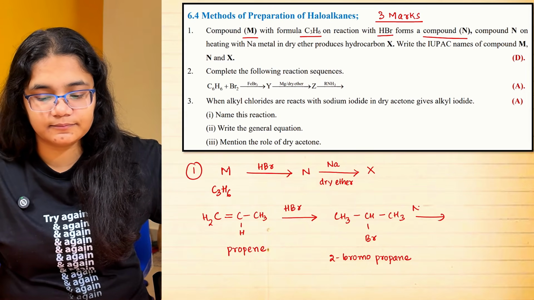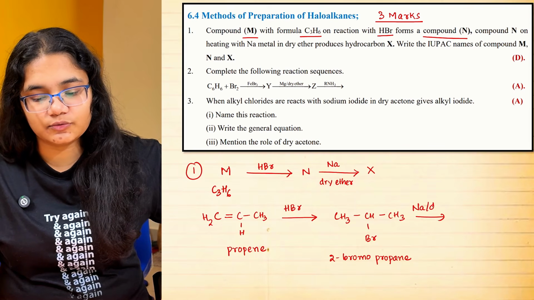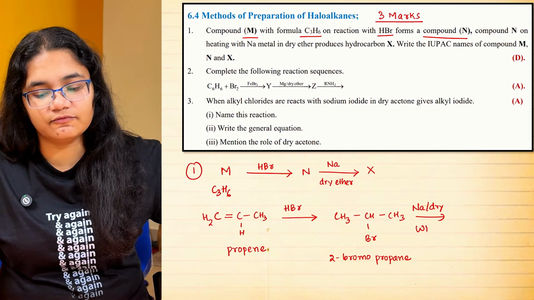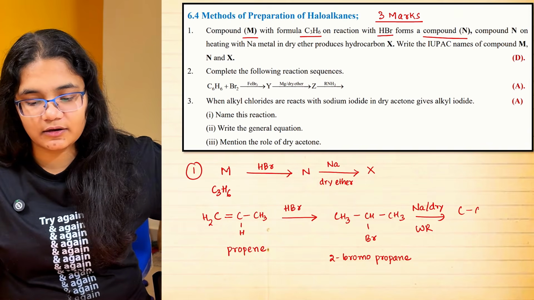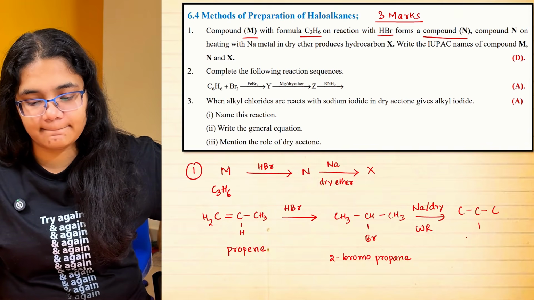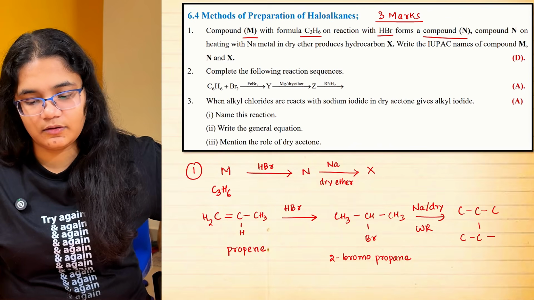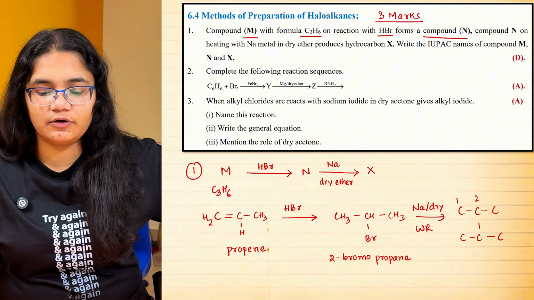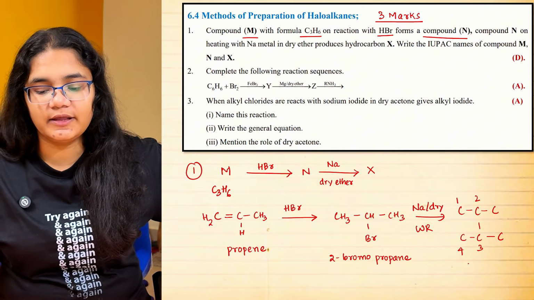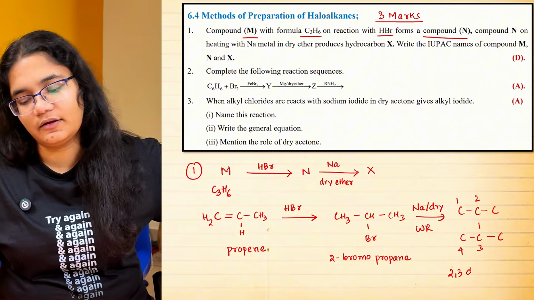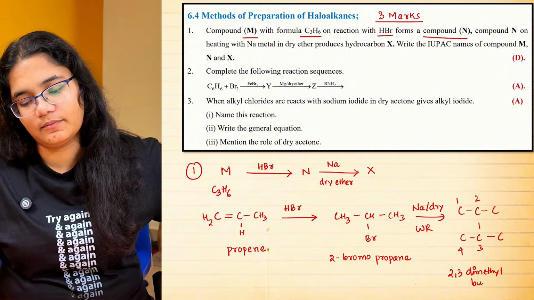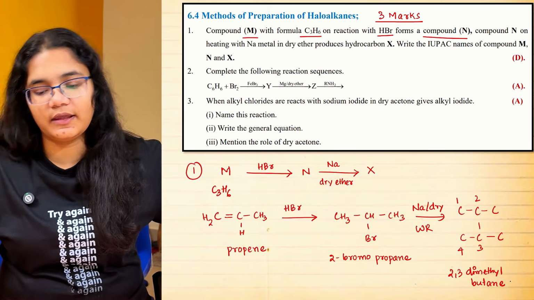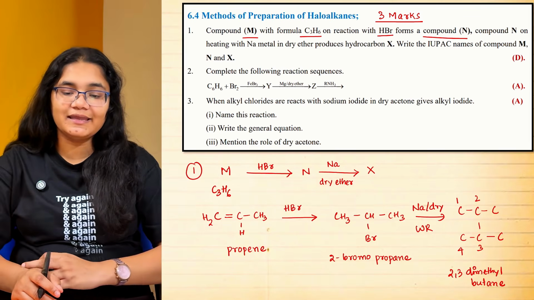Now what we have: sodium and dry ether. This is Wurtz reaction, so you just need to double the product. You will get a structure like this. If I have 1, 2, 3, 4, I will get 2,3-dimethylbutane. That will be the product, that is my X.